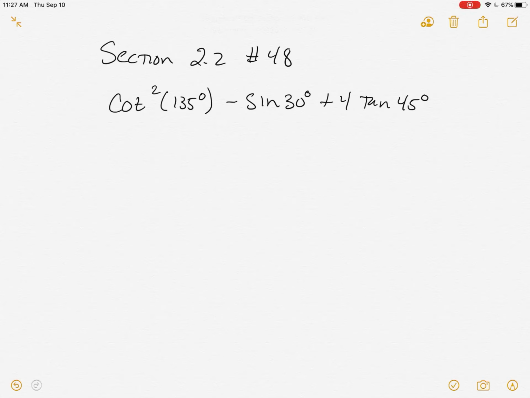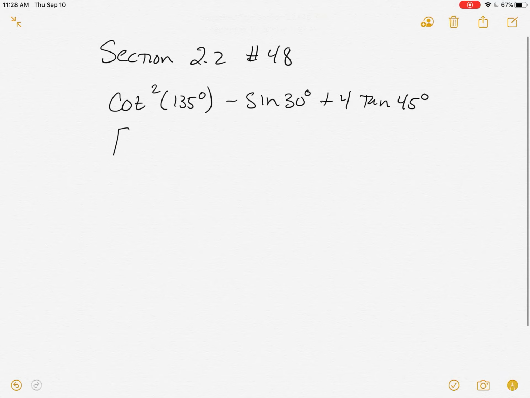All right, we have this problem that's been asked about, section 2.2 number 48. A good question for the exam as well. I think it's mentioned that there'll be some where you have to evaluate expressions that have trig involved in it. This is very similar to a problem that we did earlier, in an earlier section in chapter 1. There's nothing special to this. You just need to know what your trig angles are.